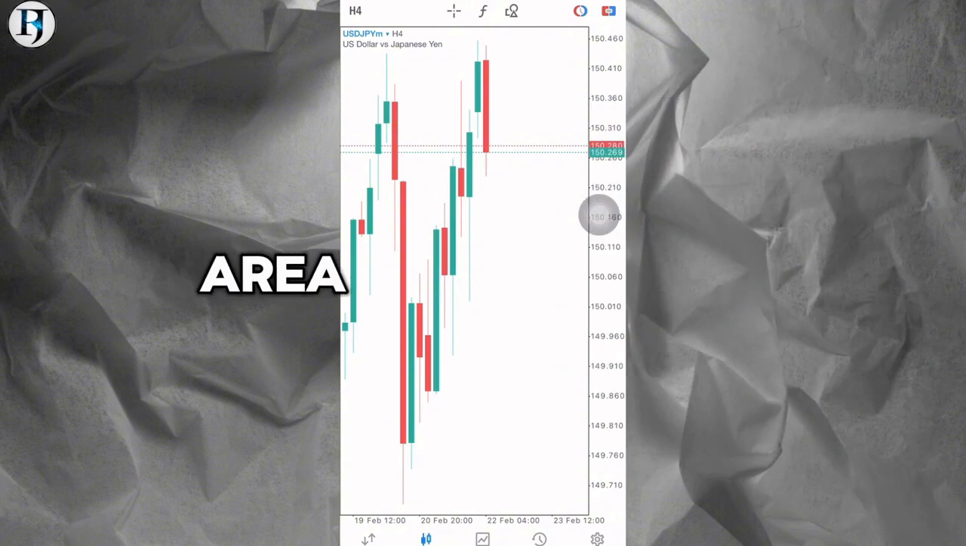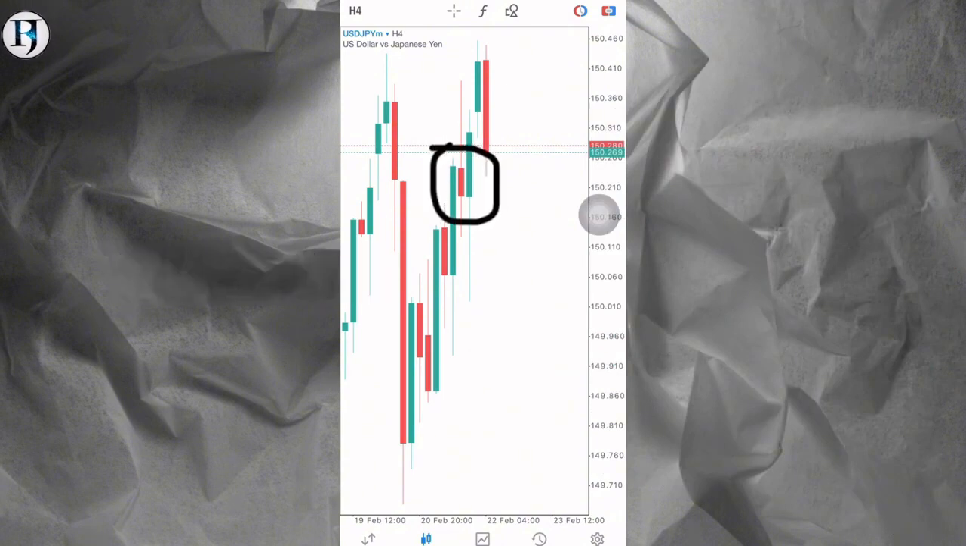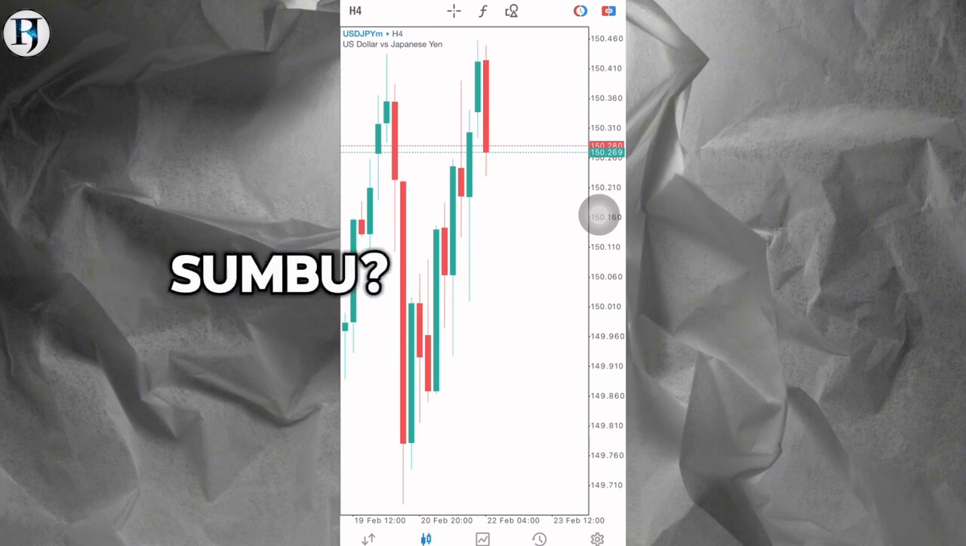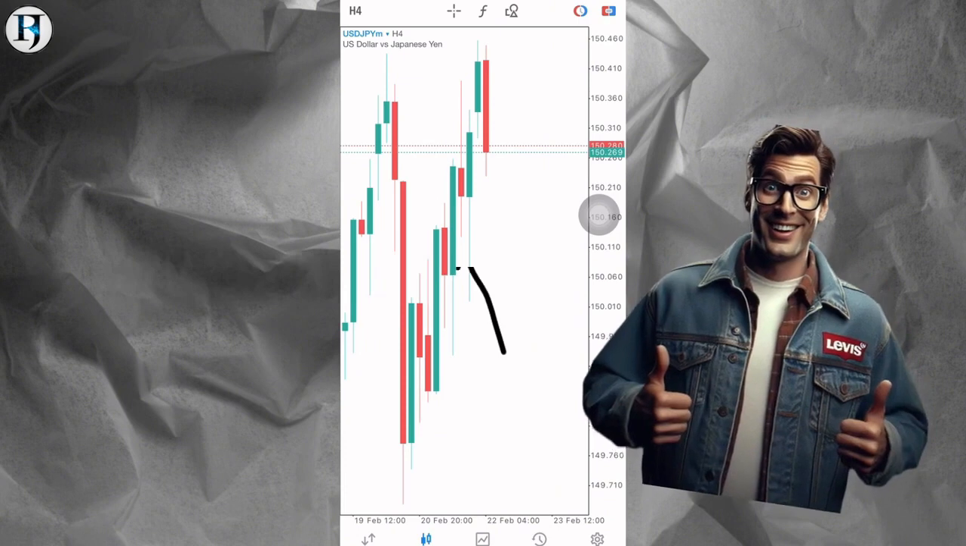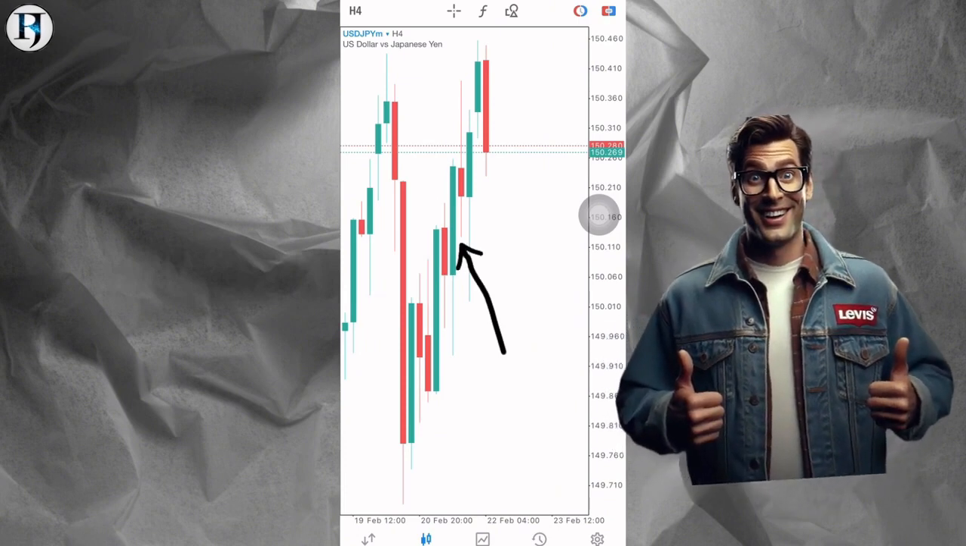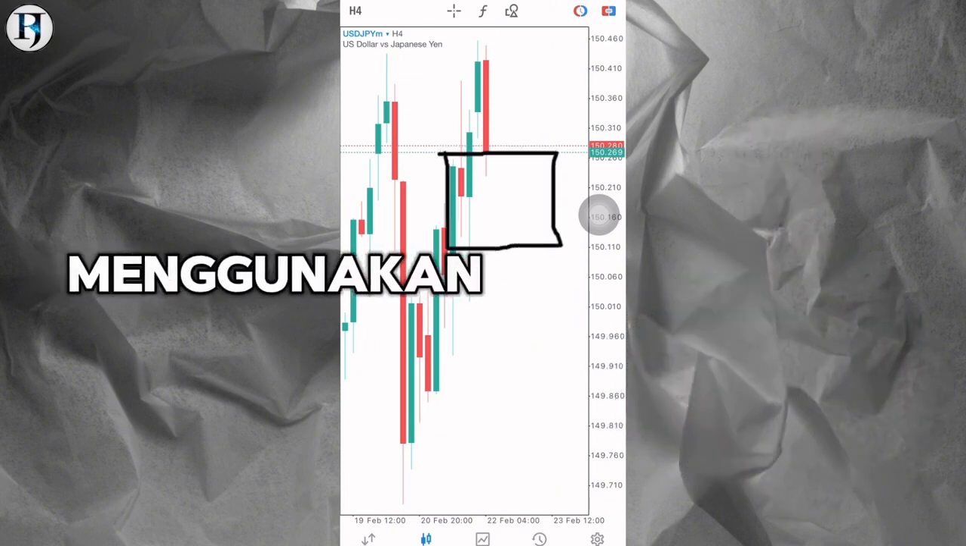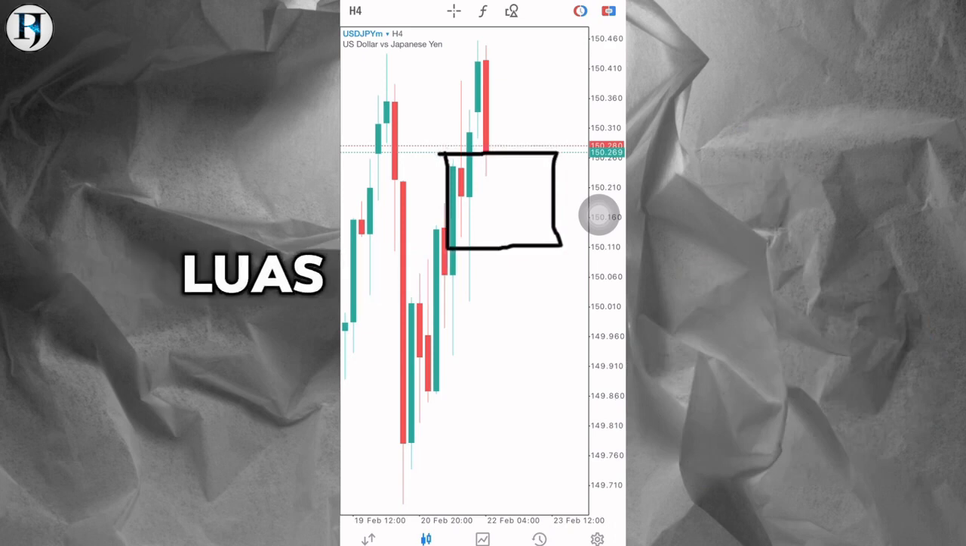For this entry area, I selected from this last bearish candle. I blocked the entry area from its axis. Why from the axis? Because this bearish candle is the first rejection candle before the market manages to break. Actually, we could have used a full-bodied candle, but it might be too wide for the entry area, so I prefer it from the axis so that we can get a more ideal entry point.